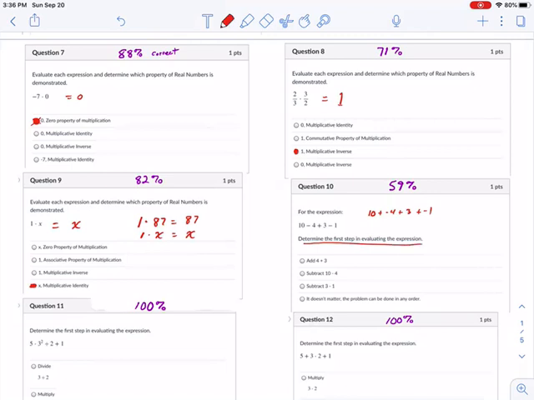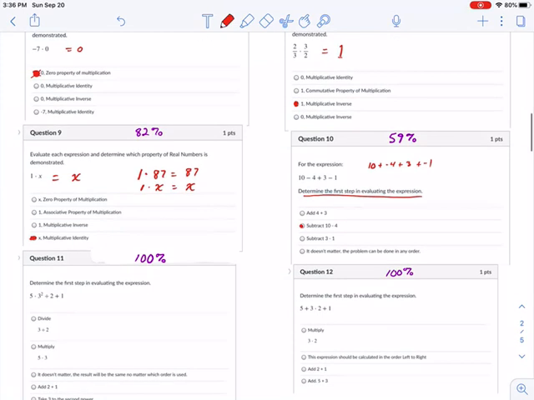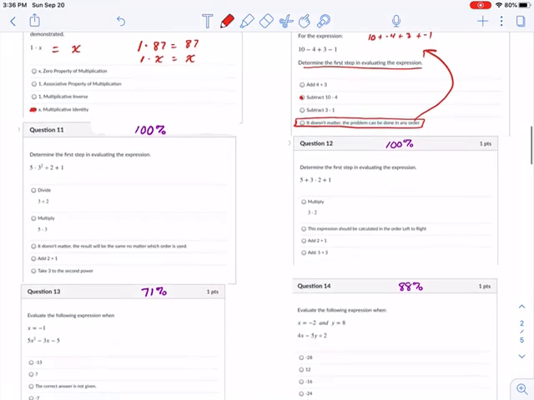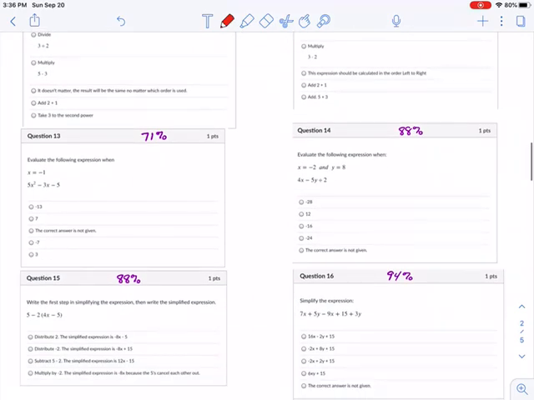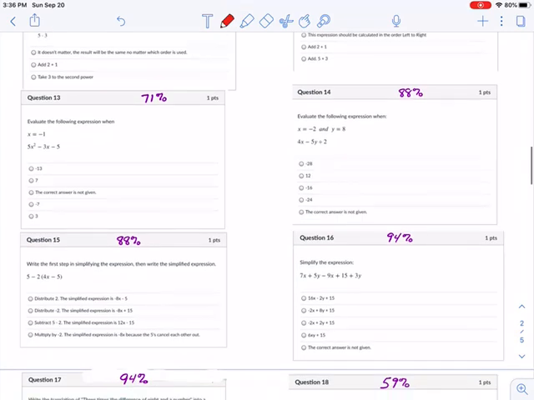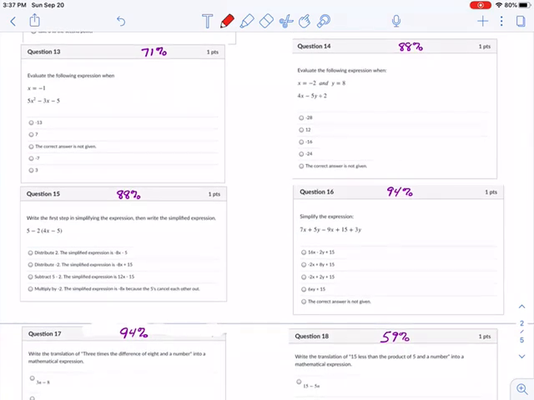But this one isn't about getting the correct answer. It's about determining the first step in evaluating the expression. Well, it's all addition and subtraction, so we're going to go from left to right. So 10 minus 4. Now, if you put this, that's only true if we change it all to addition. But the way it's originally written is not all addition. Sorry. So you can't just do it in any order. 11 and 12, we got 100% correct, so we're not going to discuss those. You can go back and take a look at those if you want to.